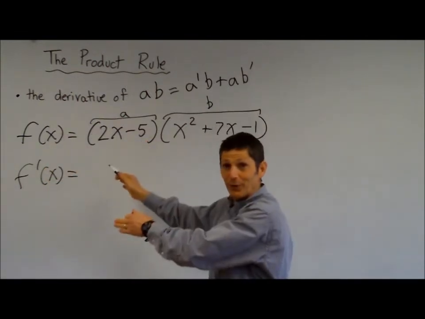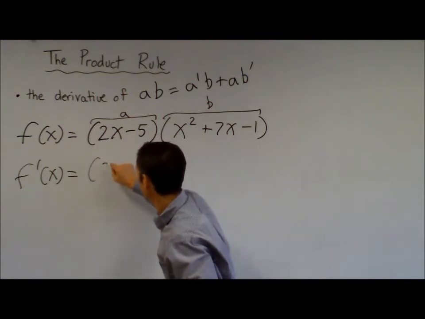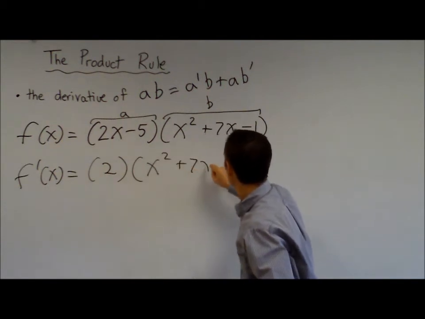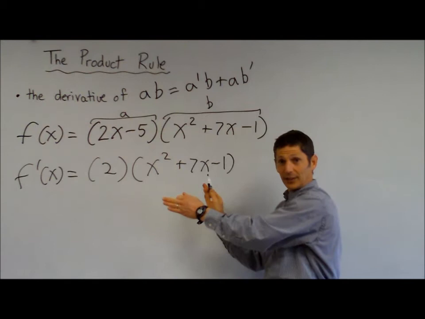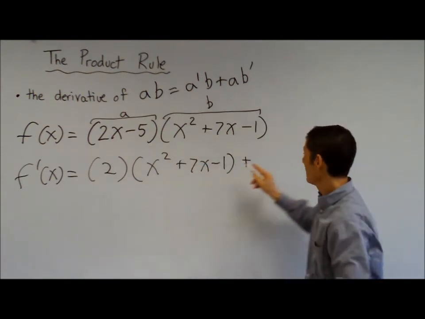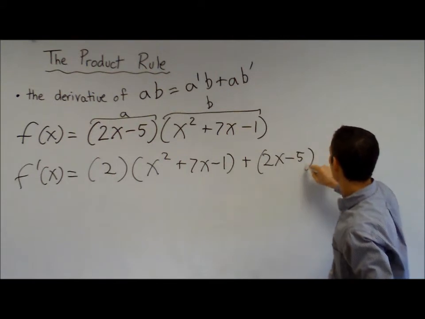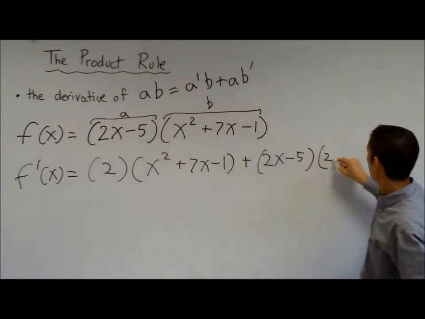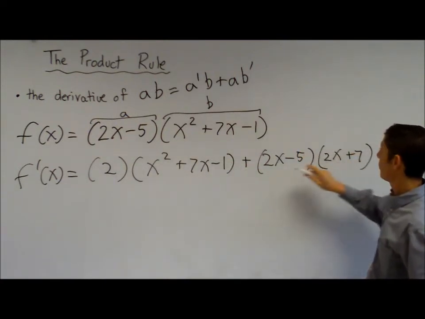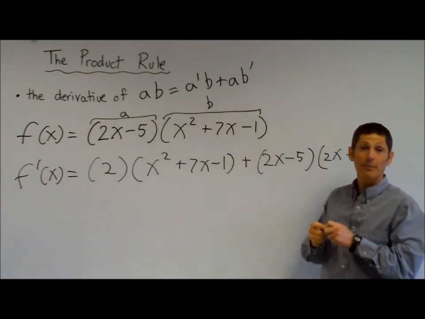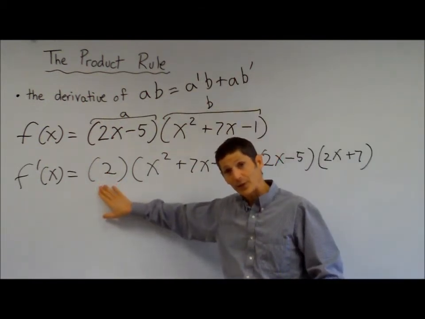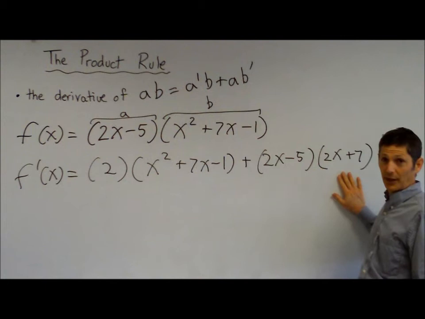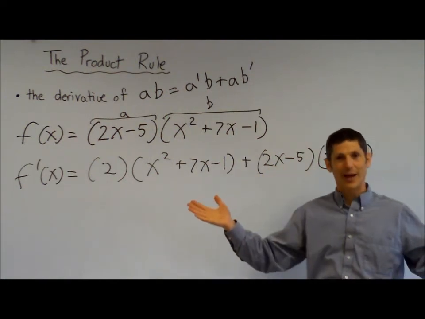I say the derivative of the first guy, 2x minus 5, the derivative is just 2. Beautiful. Times the second guy, 7x minus 1. I just copy the second guy exactly as it is, plus the first guy, 2x minus 5, times the derivative of the second guy. Again, I'll just use the power rule here. So this is 2x plus 7, and of course the derivative of -1 is 0, so I don't write that at all. So again, I just think about it as derivative of the first guy times the second guy plus first guy, derivative of second guy. Beautiful. That's the whole thing. What could be easier than that?